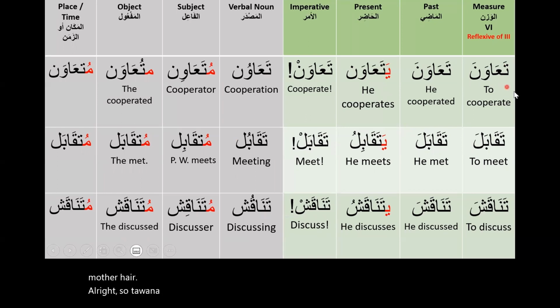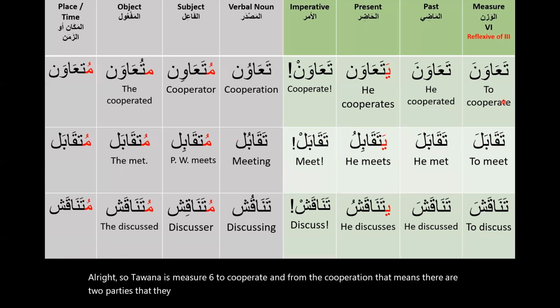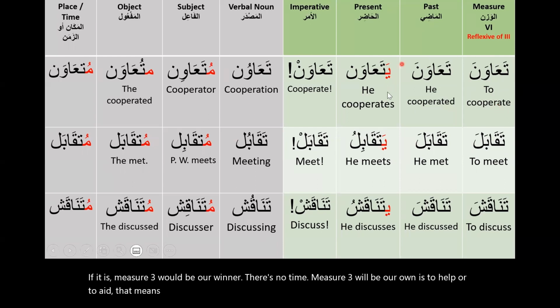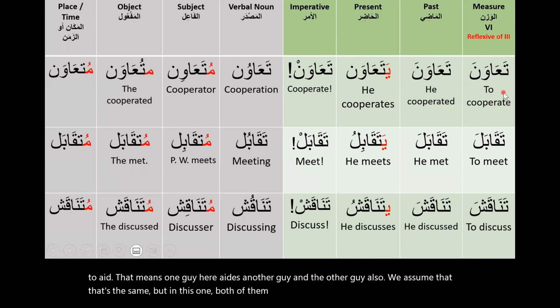تعاون is measure 6, to cooperate. And from the cooperation, that means there are two parties that cooperate. If it is measure 3, it will be عاون. There's no ta. Measure 3 will be عاون. عاون is to help or to aid. That means one guy here aids another guy, and the other guy also, we assume, does the same. But in this one, both of them cooperate together, as the name here is to cooperate.